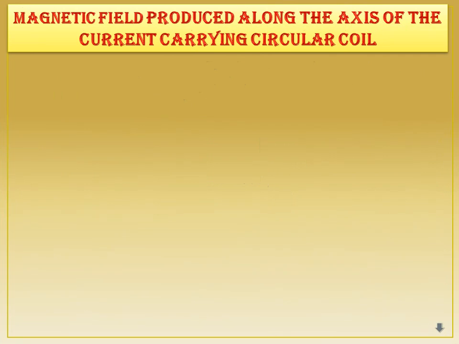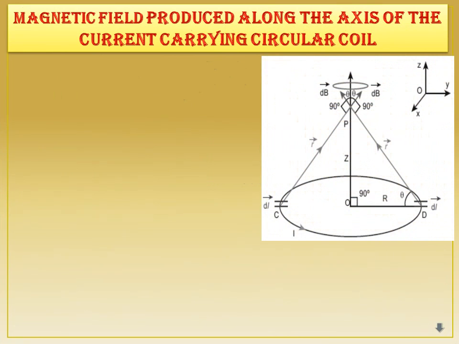Next one. Magnetic field produced along the axis of the current carrying circular coil. This is a current carrying circular coil. I think you all have a vision about this. If you see this, you can remember an equatorial axis, is it?